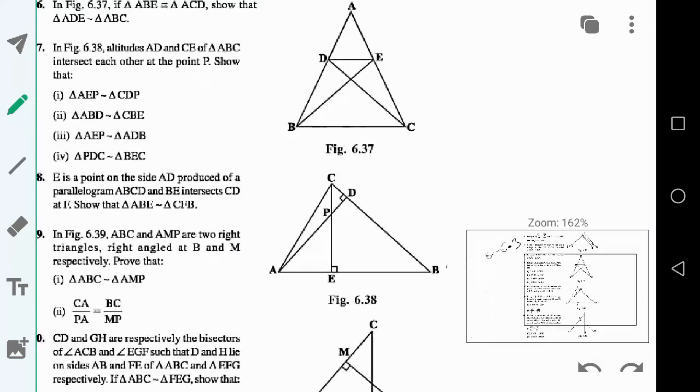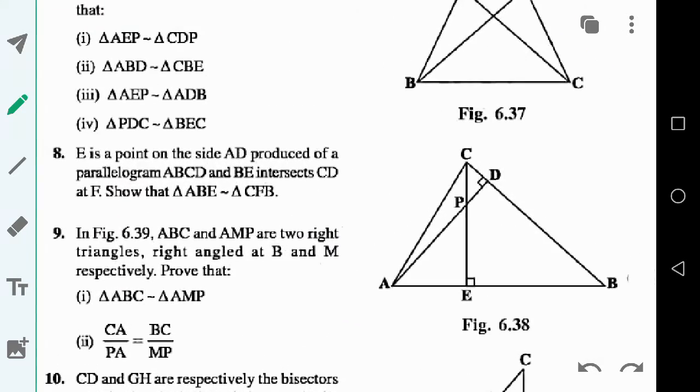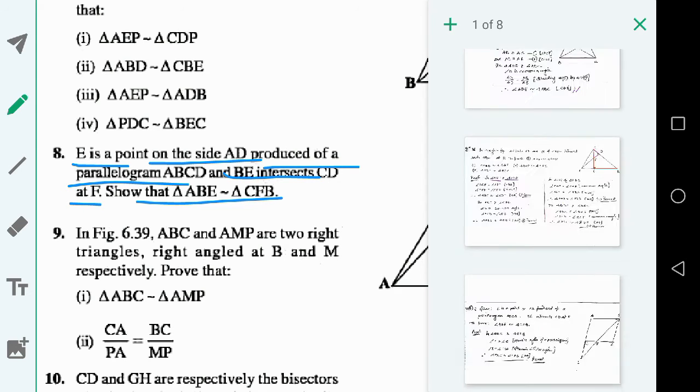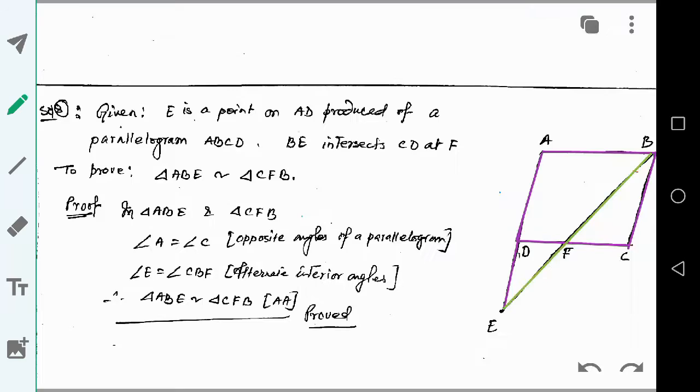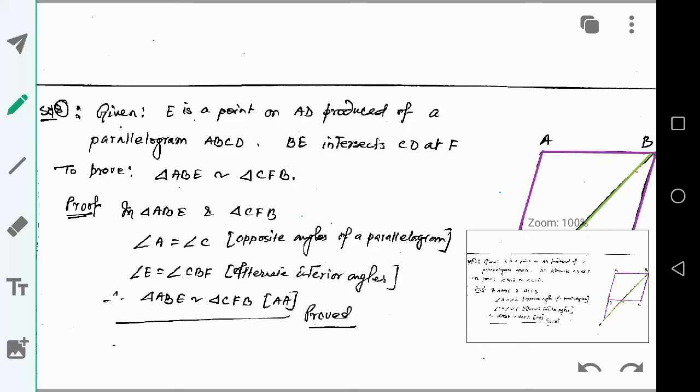Now question number 8. In this question, E is a point on the side AD produced of parallelogram ABCD. BE intersects CD at F, so that these two triangles are similar, okay. Let me show you the solution of question number 8, okay. So this is the solution of question number 8.